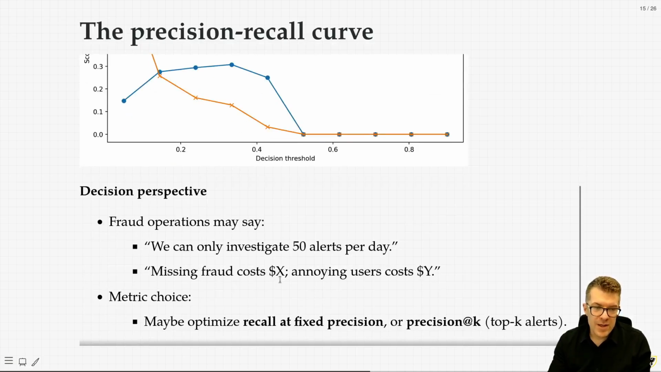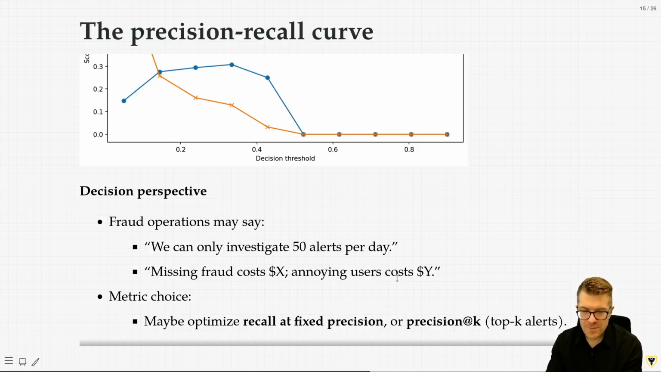And similarly, they say, well, if we miss fraud, this can cost X dollars to the company, but annoying users, we've computed somehow costs Y dollars, because an annoyed customer will call us and will complain to us on the phone, which will cost us time and therefore money. So there's some kind of cost associated with false negatives, missing fraud, and there's costs associated with false positives, calling things frauds when they're not. It's possible that we can therefore optimize recall at fixed levels of precision or precision at k, but we'll talk about that in a future module.